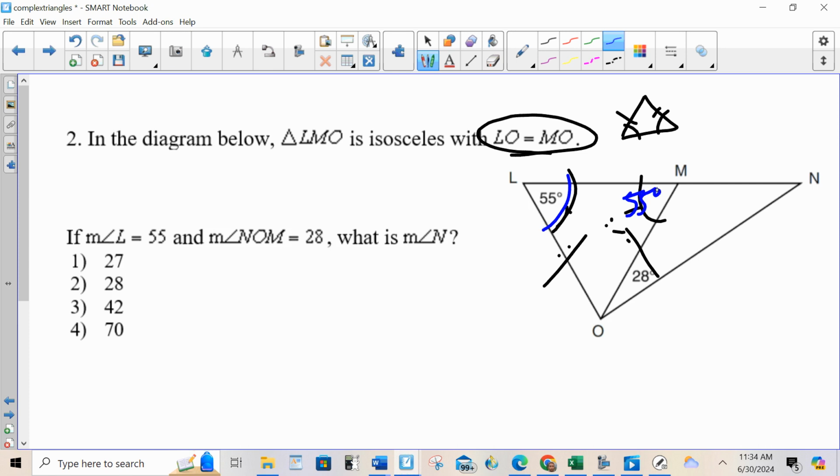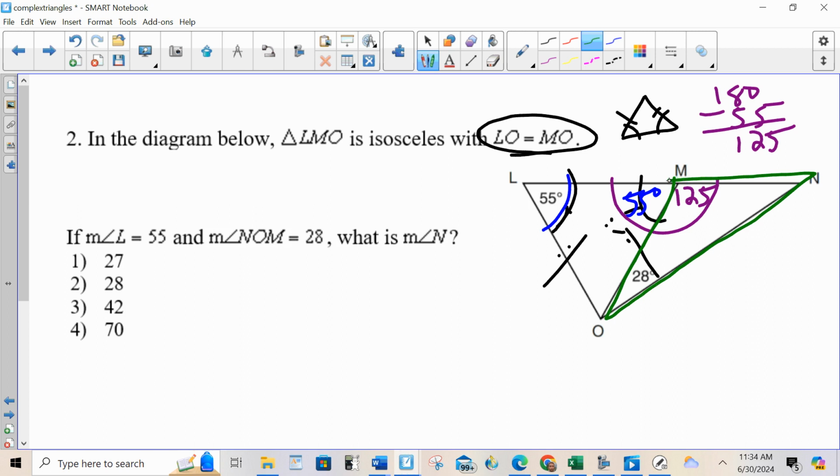Now we look for linear pairs, we look for angles of a triangle. I see a linear pair, a straight line that's cut. So I subtract 55 from 180, which gives me 125. Now I'm done. There's no more linear pairs. I look for angles of a triangle. I look for a triangle where I have two angles and I can find the third. I see it right there. So I do 125 plus 28 is 153, and I subtract that from 180.